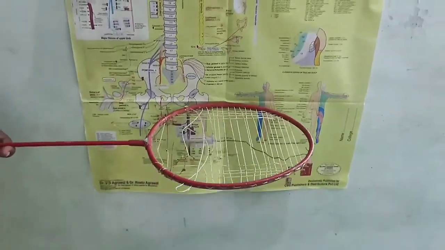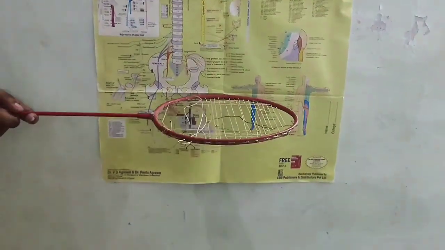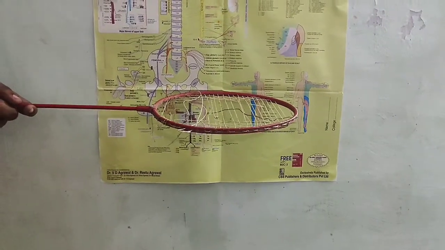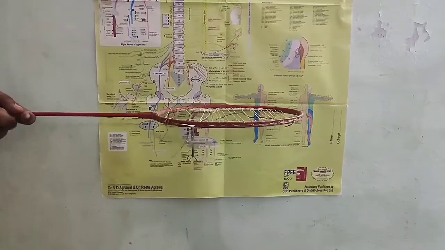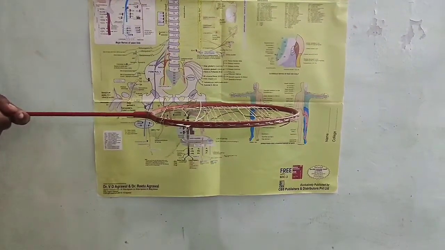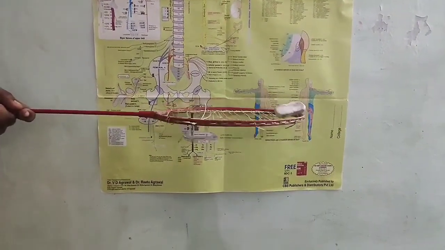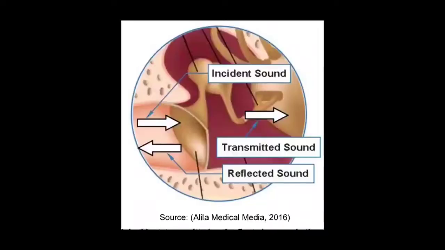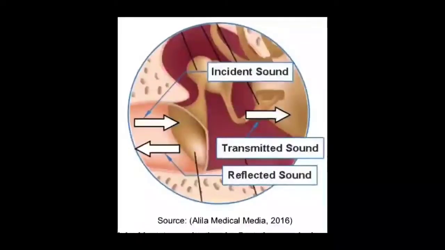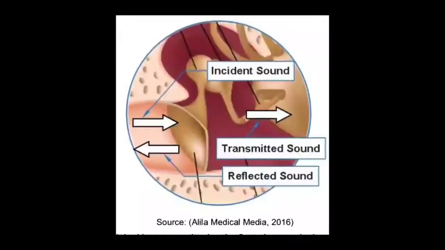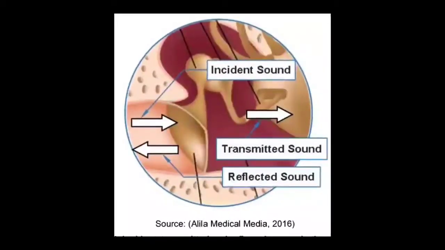Okay, now let us see the second scenario. This racket is completely torn and there is no tension on the string. When an object is thrown at this racket, will it bounce back? No, it doesn't bounce back. I hope now you understood the basic physics. The tension in the string is responsible for the bouncing back action.